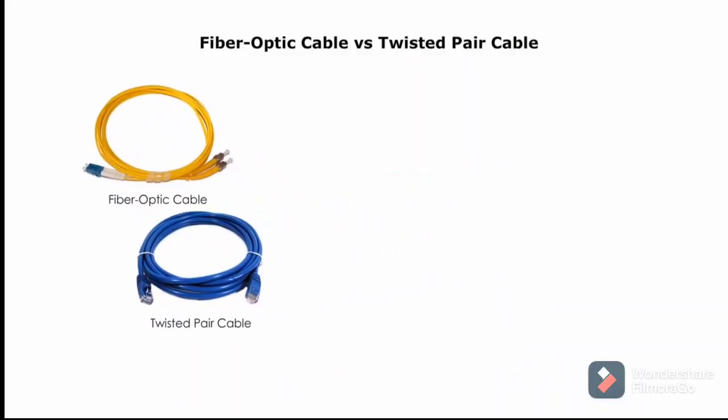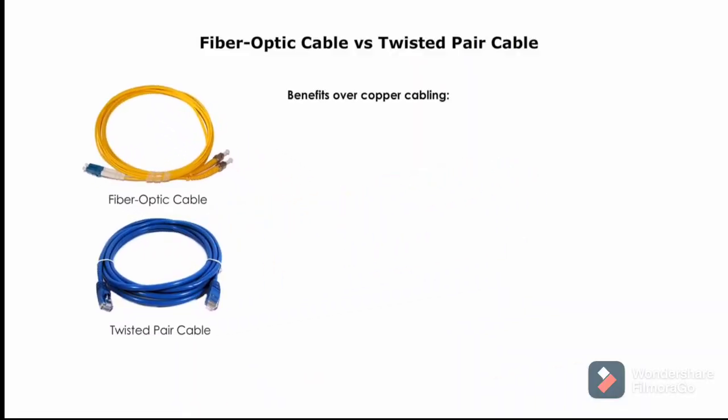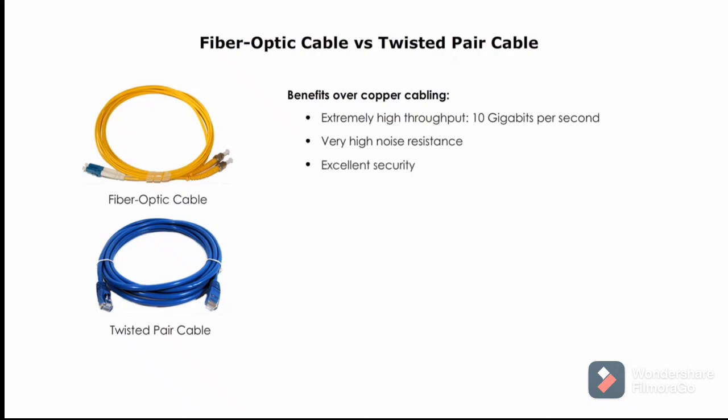Compare fiber optic cable with a twisted pair cable. There are many benefits over copper-based twisted pair cable. They can provide extremely high throughput at 10 gigabits per second, very high noise resistance, excellent security, and they are able to carry signals for longer distances.